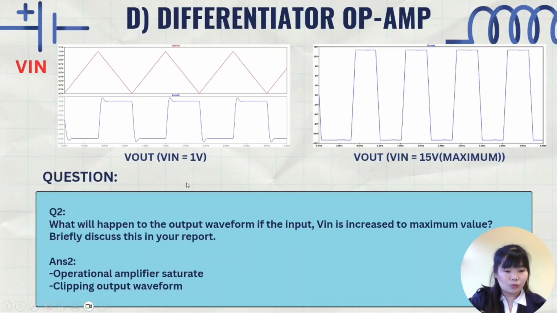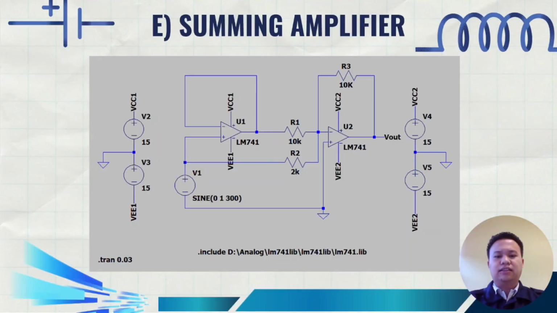Next is question 2. What will happen to the output waveform if the input Vin is increased to the maximum value? Briefly discuss this in your report. The operational amplifier will become saturated and it will clip the output waveform if Vin is set to the maximum value. You can see here this is the Vout with Vin equal to 1 volt, and here is the Vout with Vin at the maximum value, which I set to 15 volts, and you can see the output becomes clipped.